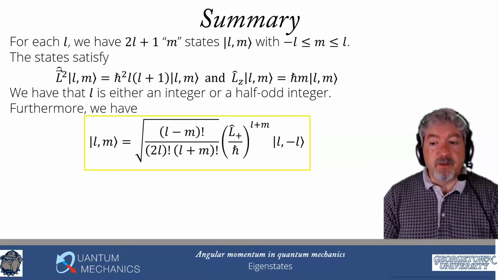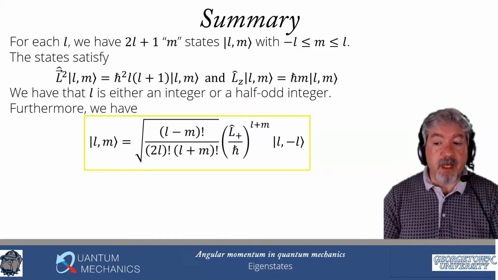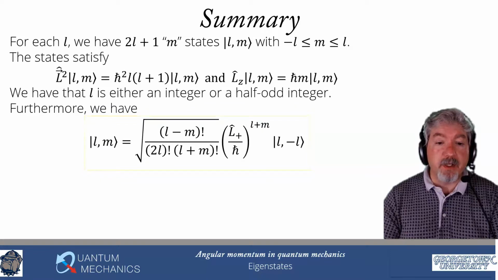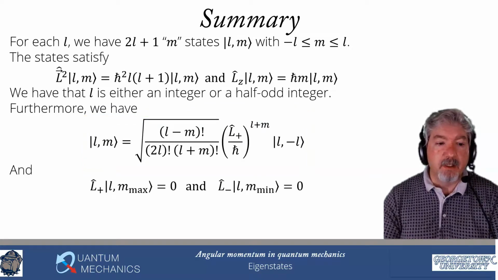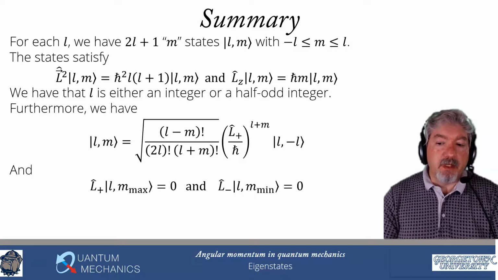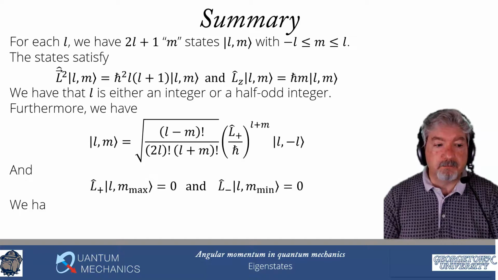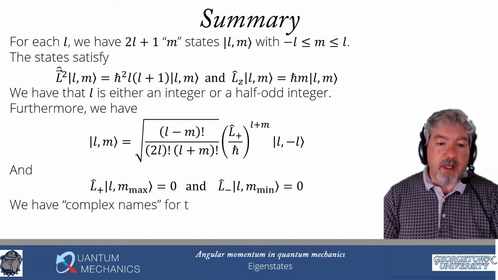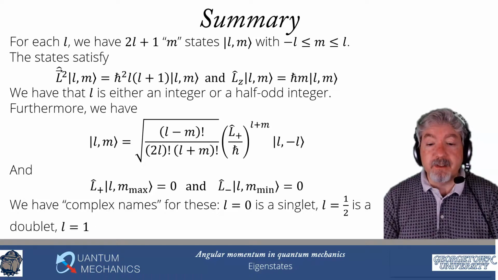Furthermore, we've determined what the states are. We also have the relations between the raising and the lowering operator. We know exactly what L plus is when it acts on the state Lm. And we know that we cannot raise past the maximum or lower below the minimum. And we have complex names that we have given these.